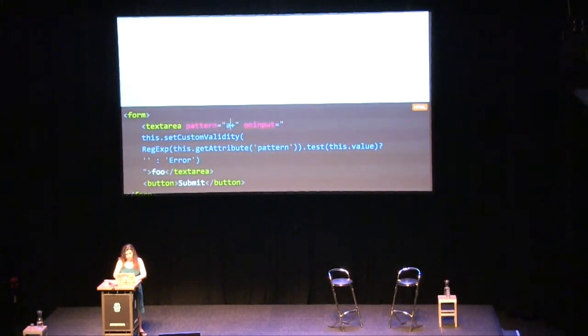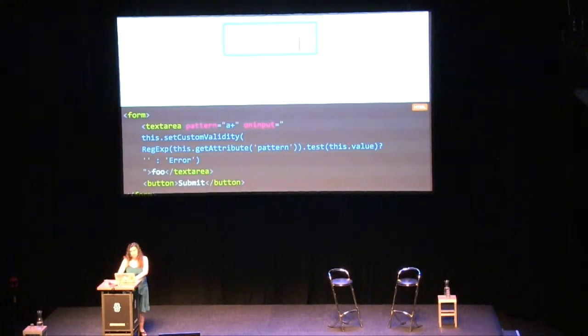So if the pattern is A, notice that this doesn't quite work like the input pattern. As long as it contains an A, it passes, and I can type anything else there. The reason is that we're just passing the value of the pattern attribute directly to the regular expressions constructor. But that's not exactly what the pattern attribute does. What it does is it matches if the entire input matches with the regular expression that we provided in pattern.